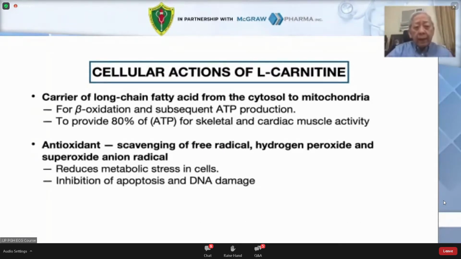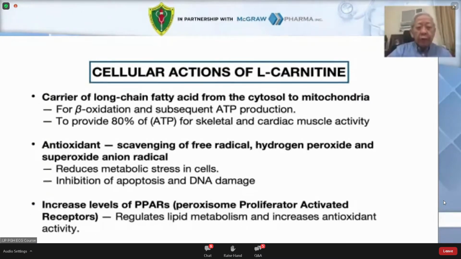L-carnitine has also been shown to have antioxidant properties. It acts as a scavenger of free radicals, hydrogen peroxide, and superoxide anion. With this, it will reduce the metabolic stress in cells, specifically in the myocardium.